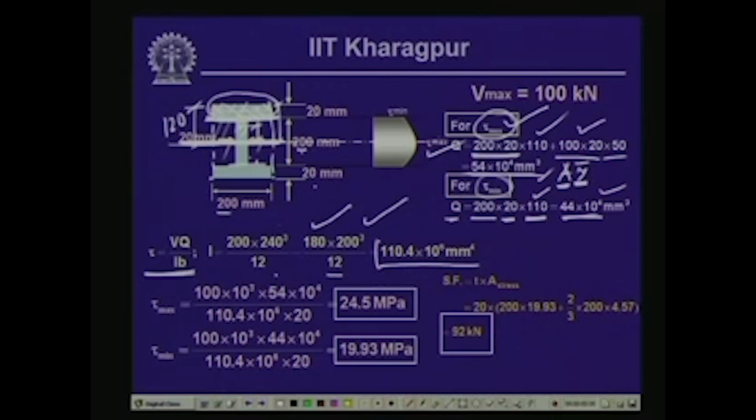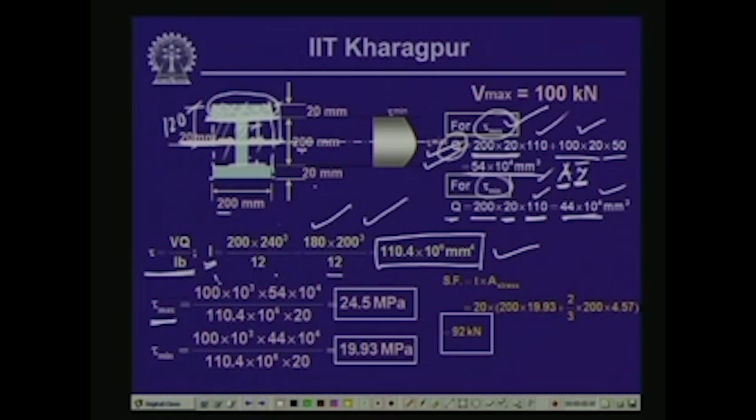if we subtract that, then we get I for this I section, and this comes out to be 110.4 into 10 to the power 6 millimeter to the power 4. So, this is the value of the moment of inertia I. Now, if we compute the maximum shear stress, the Q which is to be used is this.